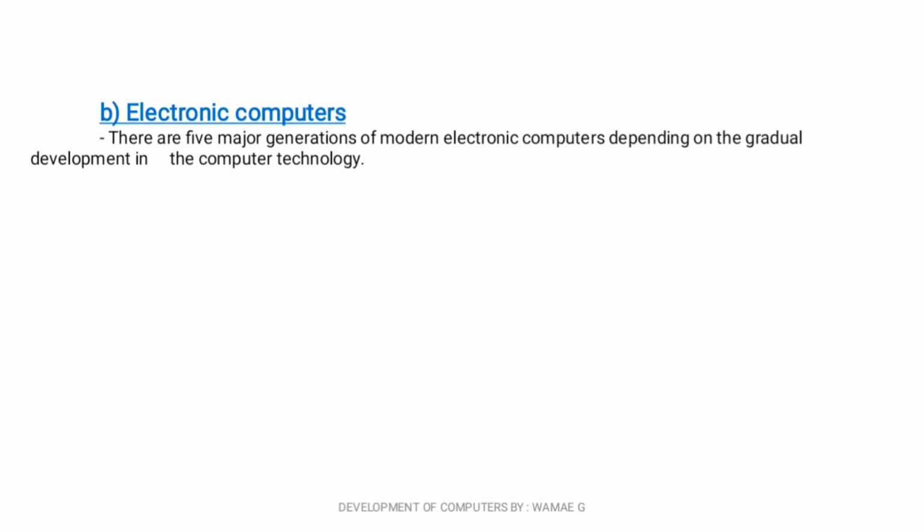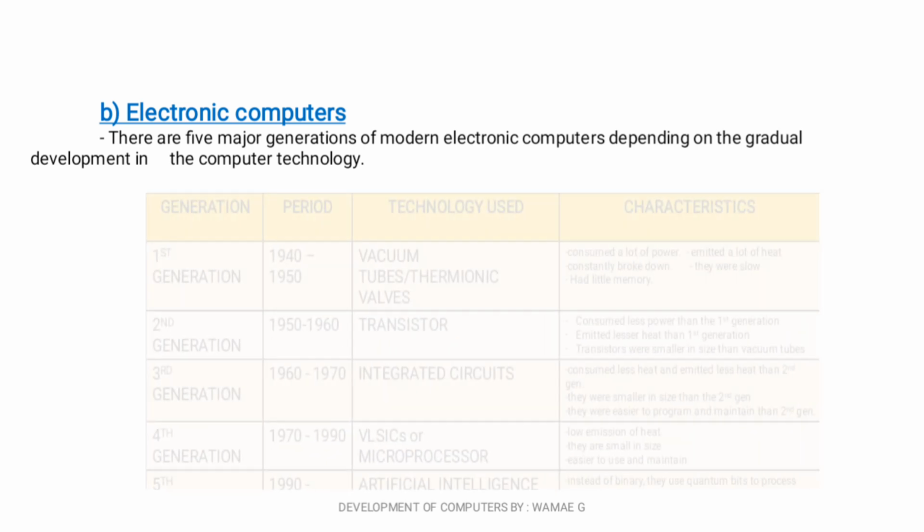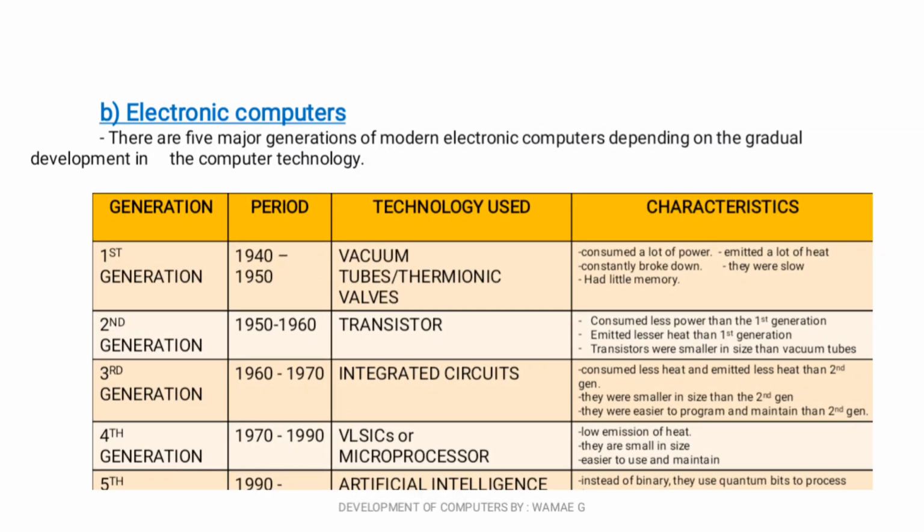B, let me go now to B, electronic computers. There are 5 major generations of modern electronic computers depending on the gradual development in the computer technology. We'll start with the first generation. In the first generation, it started from 1940 to 1950, and they used vacuum tubes, or what we call the thermionic valves. Later I shall show you what is a vacuum tube and what is a transistor in form of a picture for a better understanding.